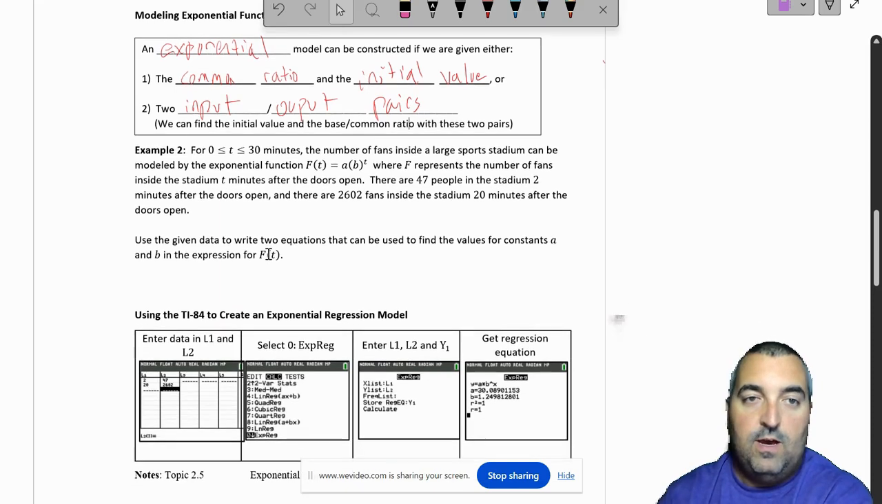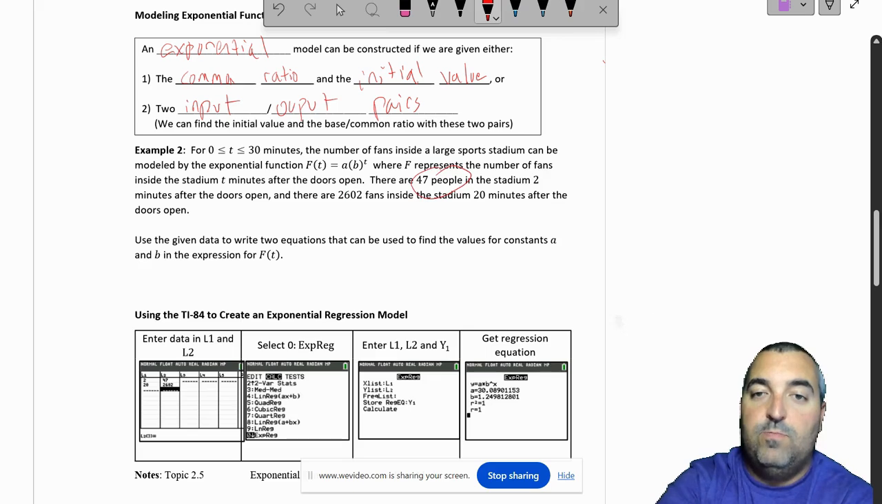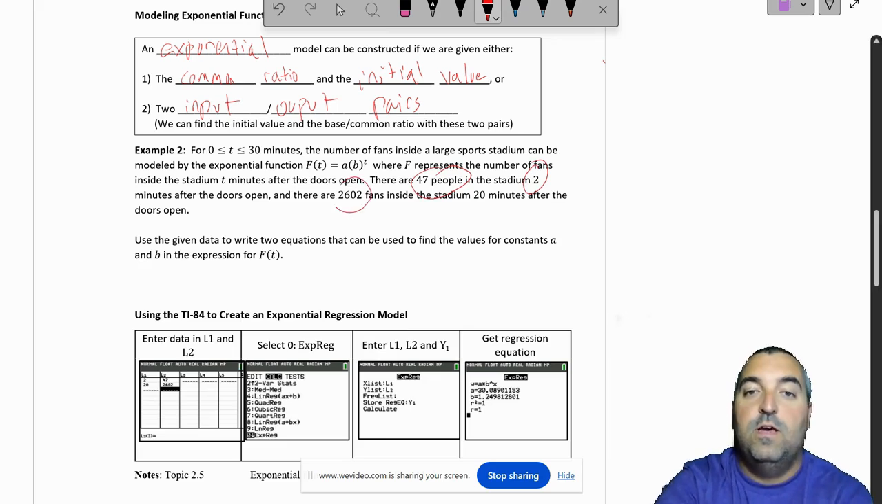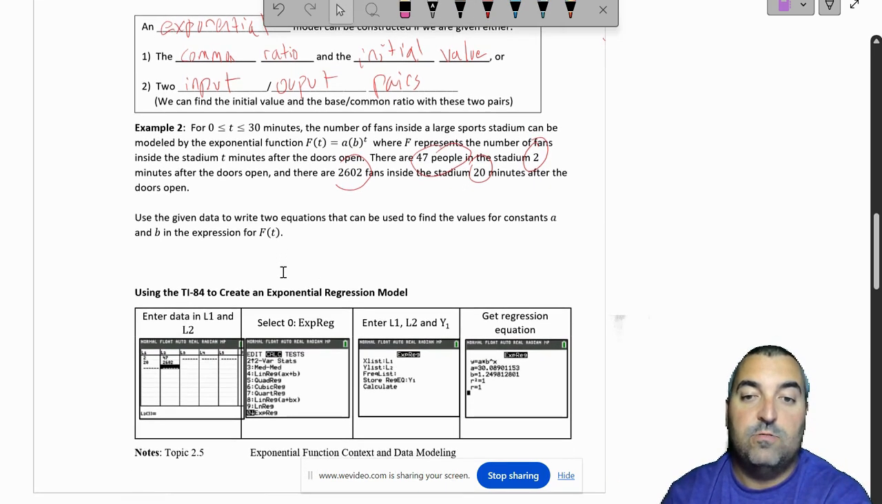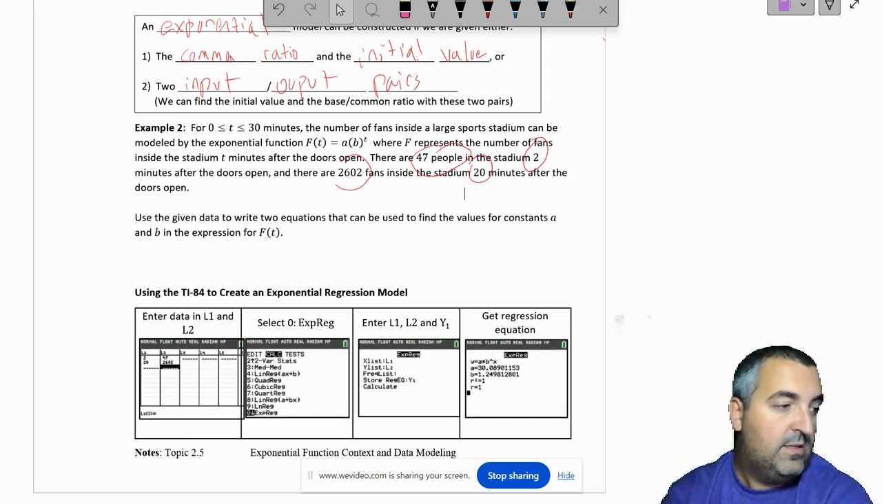So here's an example. For 0 to 30 minutes, the number of fans inside a large sports stadium can be modeled by this function, where F is the number of fans, T is the number of minutes after the doors open. There are 47 people in 2 minutes and 2,602 after 20 minutes. So right there we have our values. And we want to write our regression model. So you can kind of see the steps here, but I will show them in the calculator.